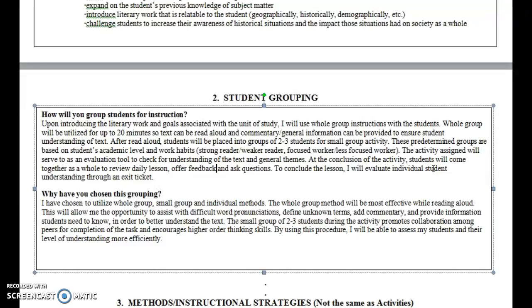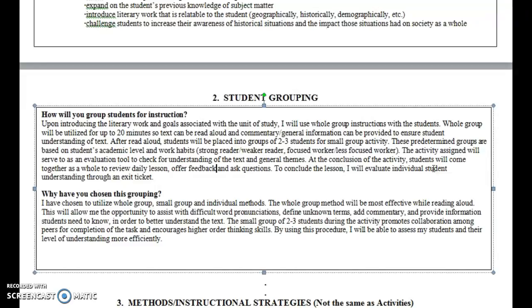At the conclusion of my activity, students will come together as a whole to review the daily lesson, to offer feedback, and to ask questions. This would be if they did some type of generalization where they went in and took what we read and then they had to transpose it back to what they think it means. Then they could offer that feedback or their commentary at that time.